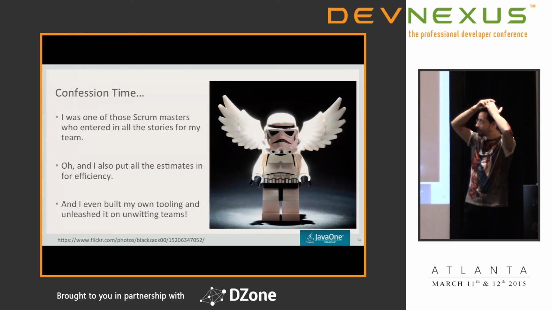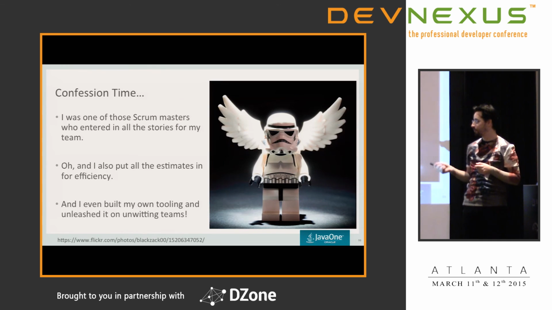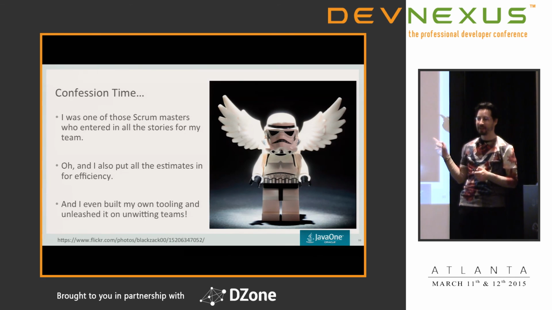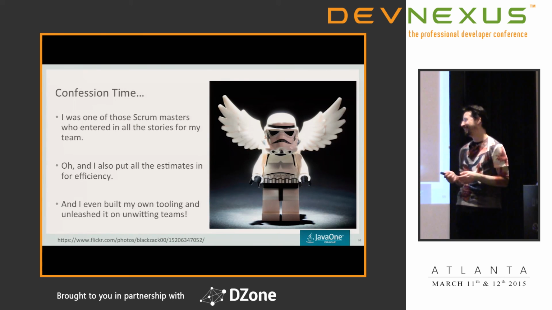And my confessions. So I was one of the Scrum Masters who entered all the stories for my team. I'm guilty of that, although we moved away from it eventually. I also put in all the estimates for my team members for efficiency. Another really great anti-pattern. I was really good at this though. Everyone would hold up the cards and do the estimates, and before they could even figure out which one won, I'd already had it typed. And I built my own tooling and unleashed it on unwitting teams. So I just complained about tooling vendors, and then I actually not only created tooling, but I aided and abetted Rally with some of their portfolio management tooling, which they use.